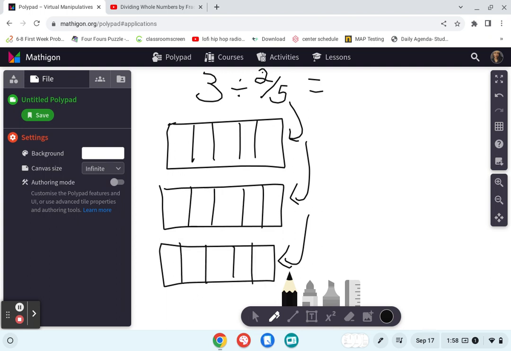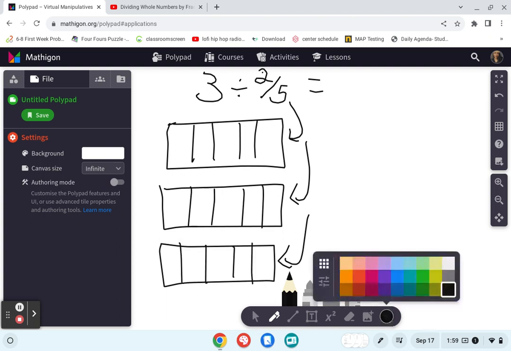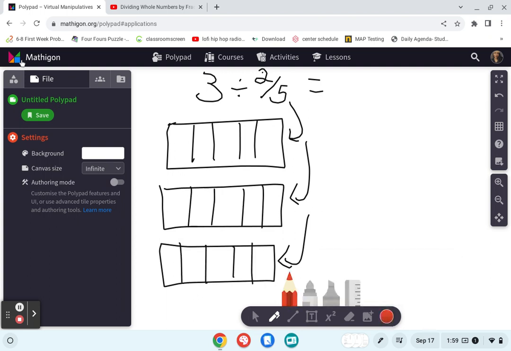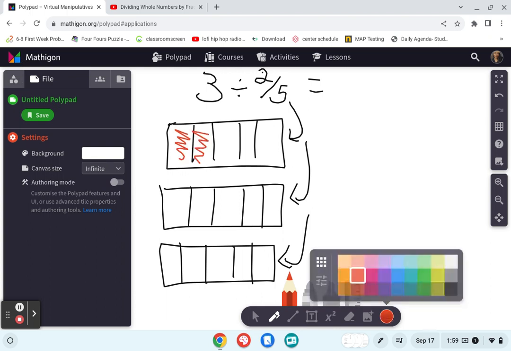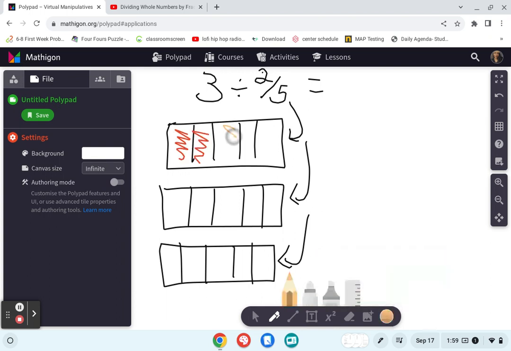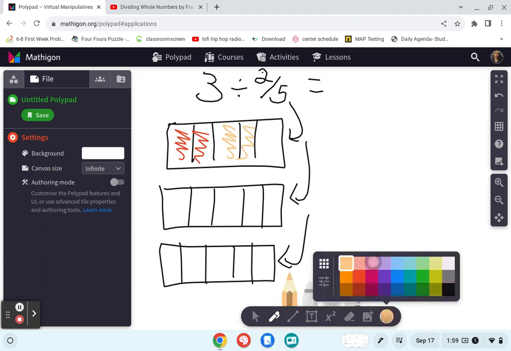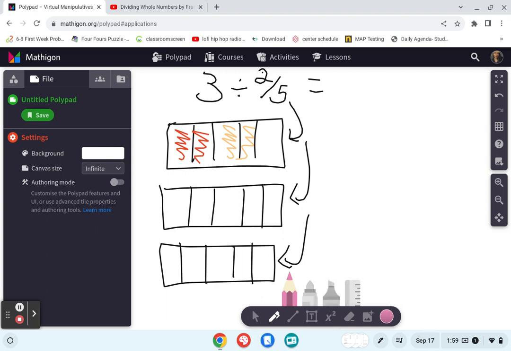And now that this is divided into fifths, I'm going to go ahead and do my 1, 2, 1, 2. So here is a 2/5. Let's go on to our next color. Here's another 2/5. Let's go on to our next color. Here's another 2/5. Here's another 2/5.